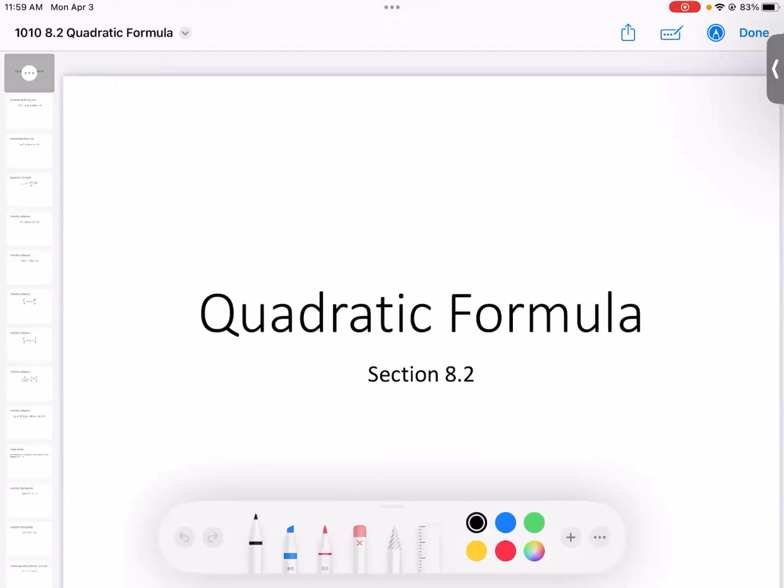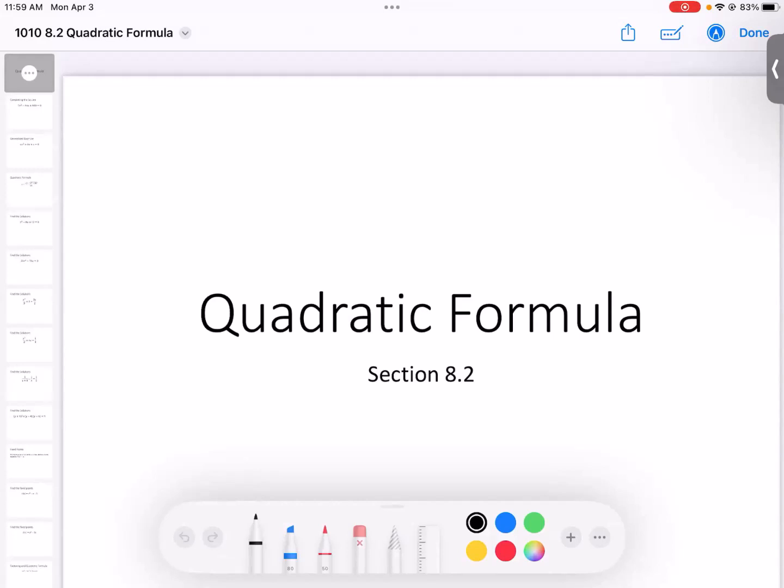All right, welcome to class, everybody. Just a reminder that the test will close today. So if you haven't taken the test yet, make sure you make time to go do that in the testing center. And our lesson for today is section 8.2, which is about the quadratic formula.